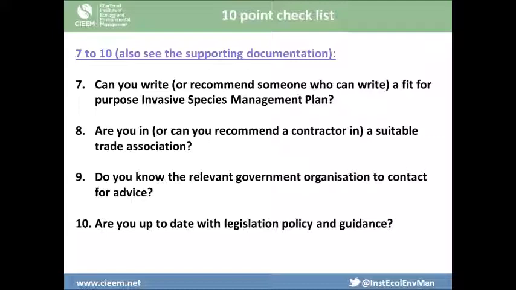Okay, Mark and Max, the final question I'm going to ask you comes from Julie Batty, and she's asked, under the EU regs, is there scope for member states or countries like Scotland to focus or draw up a more local list of species of concern causing specific issues at a local level?